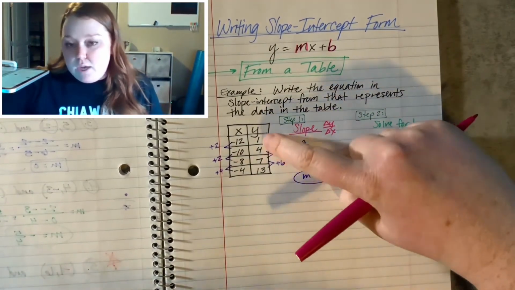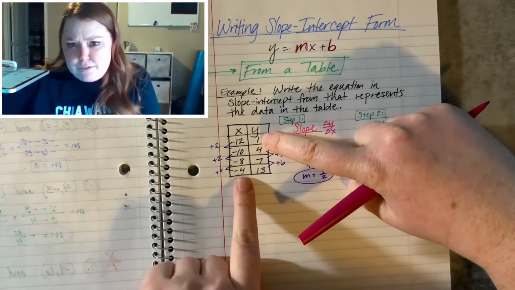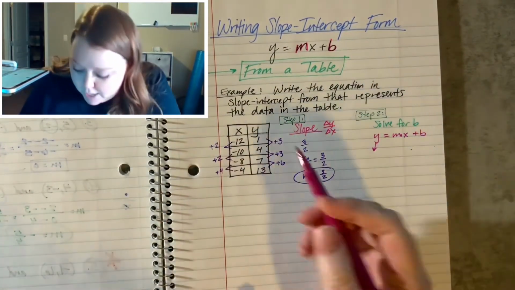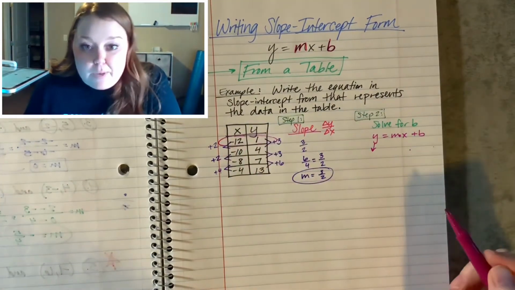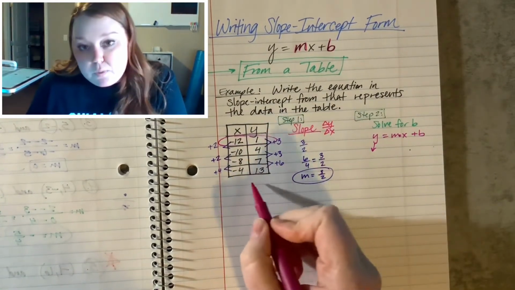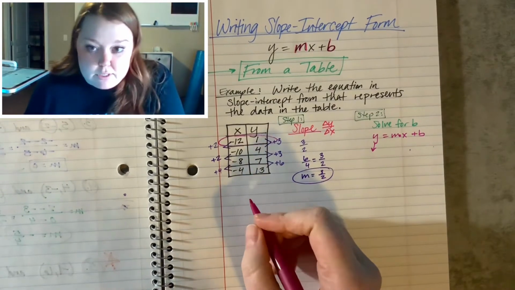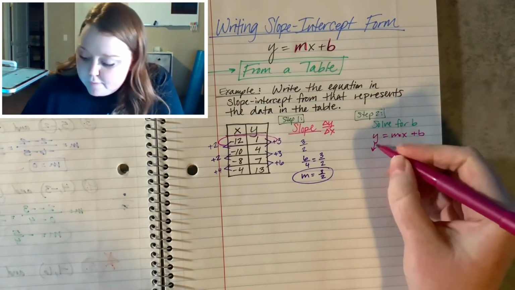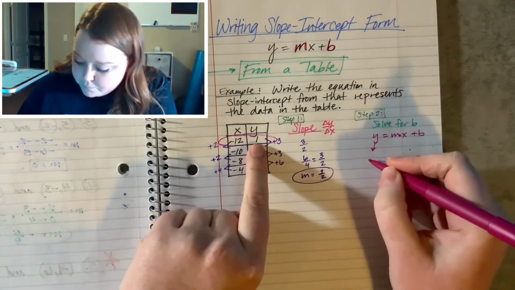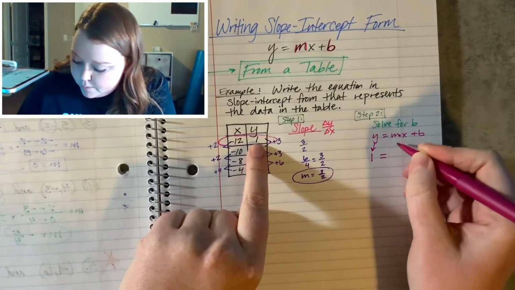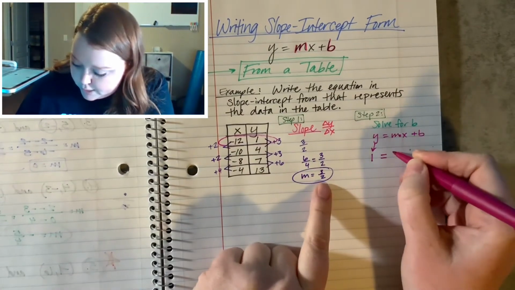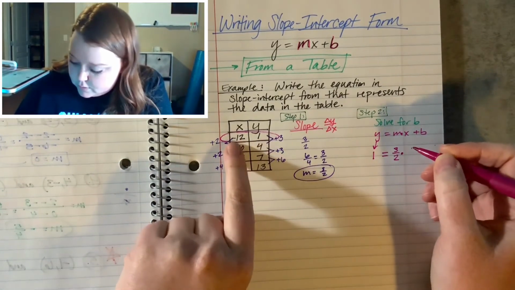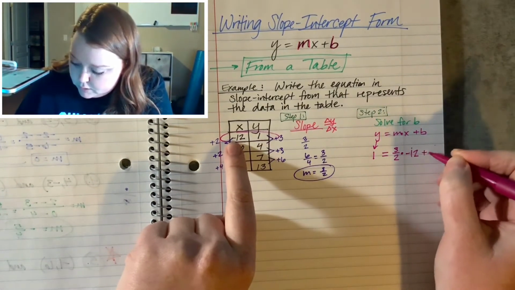I can't use the 1 here and the -4 here because they're not from the same ordered pair. So pick any ordered pair that you want to. I usually just go with the top ordered pair. Sometimes if there's a 0 in one of them, then I pick 0 because 0 is easy to deal with. But I'm going to choose -12, 1. So what's my y value then? 1 equals m. Well, m was 3/2 times x, -12, plus b.